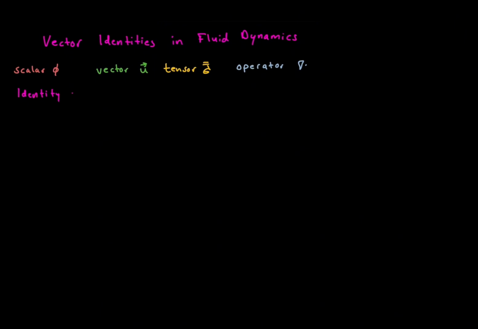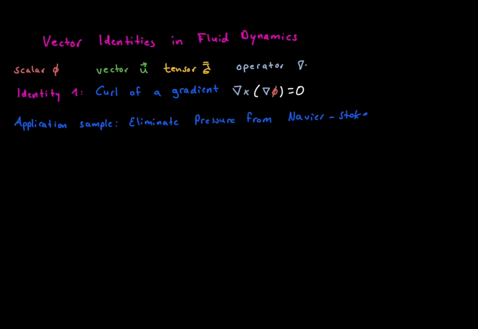We begin with the identity. The curl of a gradient is 0. Nabla cross nabla phi equals 0. Now apply this to the incompressible Navier-Stokes equation written in material derivative form. Density times the material derivative of velocity equals minus the gradient of pressure plus mu times the Laplacian of velocity.